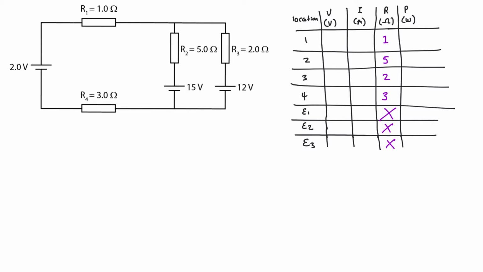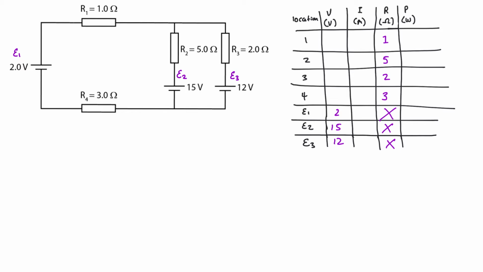The way I'm going to label these is, I have resistance 1, which is closest to this battery, so I'm going to call this EMF 1. And then I have resistance 2 here, which is closest to this battery, so I'm going to call this EMF 2. And this one I'm going to call EMF 3. And their values are going to be 2, 15, and 12.